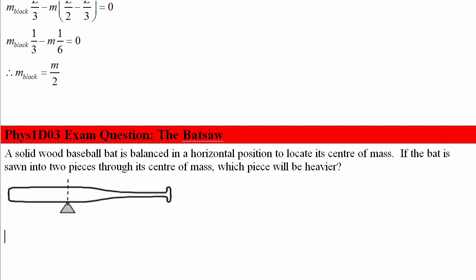Question 3, the bat saw. A solid wood baseball bat, so uniform density, is balanced in a horizontal position to locate its center of mass. If the bat is sawn into 2 pieces through its center of mass, which piece will be heavier?